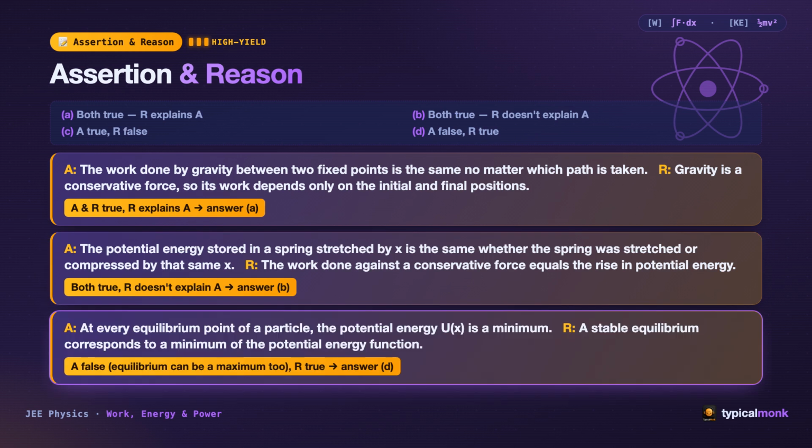Third one. Assertion: at every equilibrium point of a particle, the potential energy U of x is a minimum. Reason: a stable equilibrium corresponds to a minimum of the potential energy function. Check the reason first. That is exactly the definition of a stable equilibrium. True. Now, the assertion: equilibrium can also sit at a maximum of U, which is unstable, so not every equilibrium point is a minimum. The assertion is false. The reason is true. Option D.